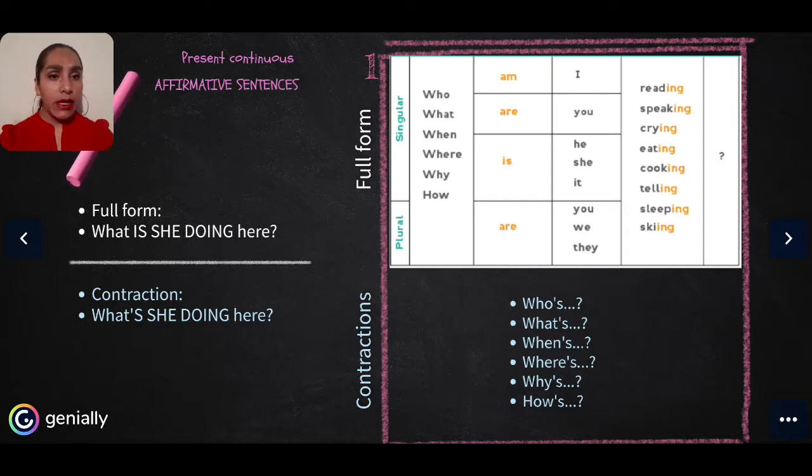¿Qué quiero preguntar? Who's. ¿Recuerdan qué significa who? ¿Quién? ¿Quién es? ¿Quién está? What's. ¿Qué es? ¿Qué está? When's. ¿Cuándo es? ¿Cuándo está? Where's. ¿Dónde es? ¿Dónde está? Why's. ¿Por qué es? ¿Por qué está? How's. ¿Cómo es? ¿Cómo está?